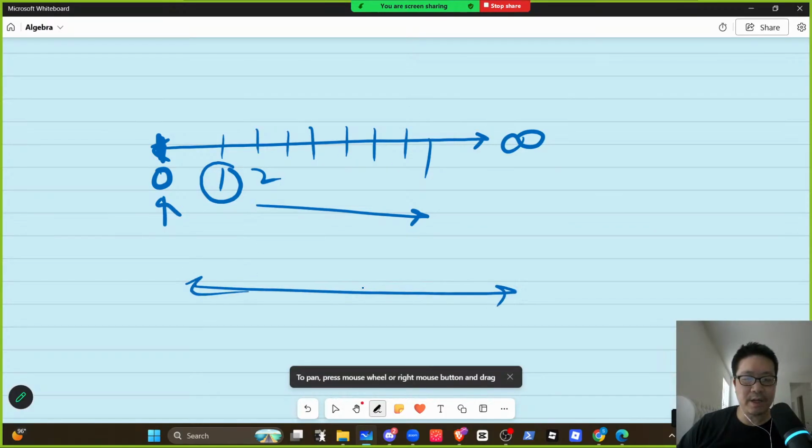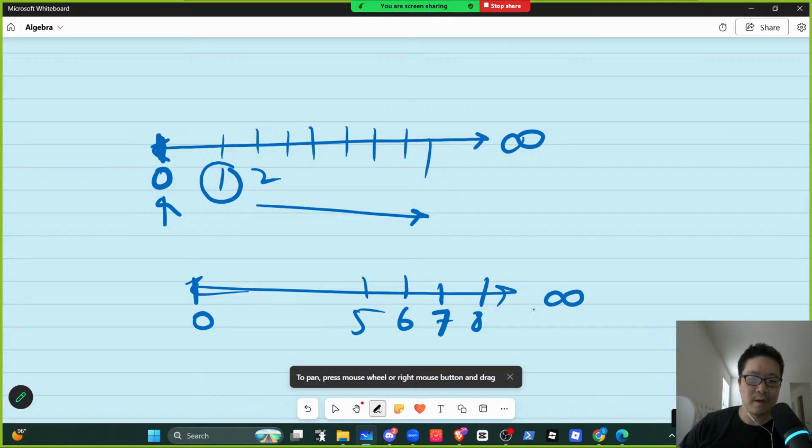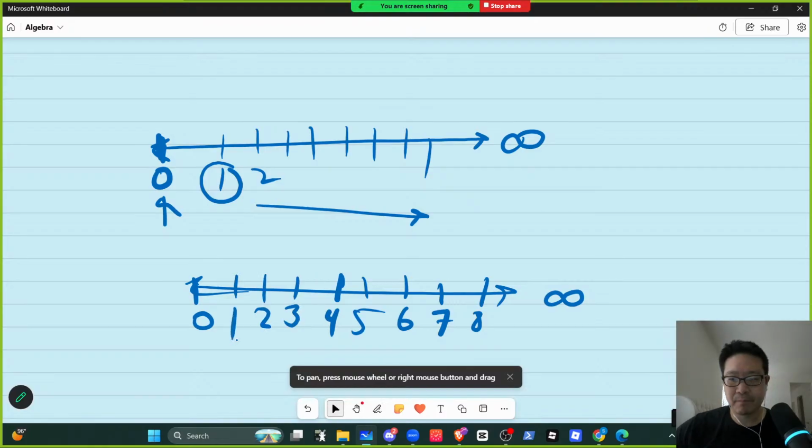If I instead chose another number, let's say the number 5, and this is 0, what are some numbers larger than 5? What comes after 5? 6, 7, 8, and so on, 9. And what are some numbers that are smaller than 5? 4, 3, 2, and 1. Good. And 0.